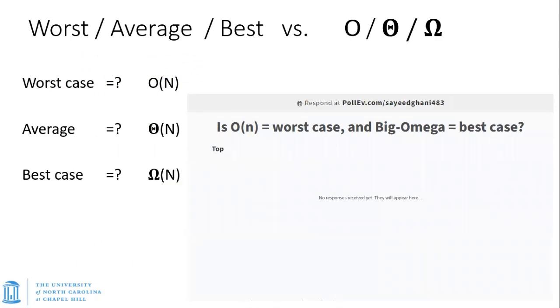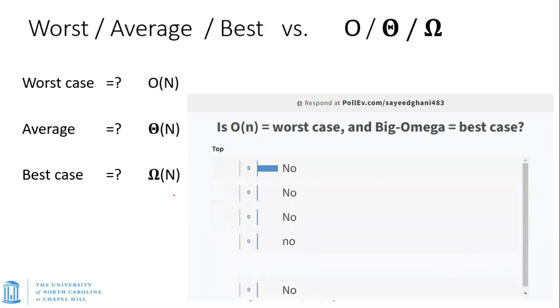Okay. So now, can we use the following notation? Can we say that the order of n is the worst case and omega of n is the best case? No? Okay. Does anybody think we can? What about the average case? When you say that theta of n is the average case.